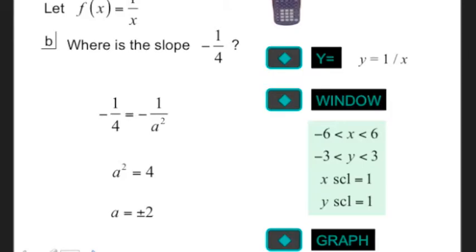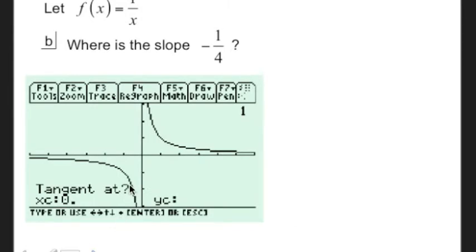So you should be back now if you've paused. And so we're going to hit the graph button now after we've set up our window. And here is our window. So where's the slope equal to -1/4? Remember, we had that answer of plus or minus 2. So here is plus 2. We should have a slope of the curve equal to -1/4. And here is minus 2. So again, we should have the slope of the curve equal to -1/4. So those two tangent lines have slope of -1/4.